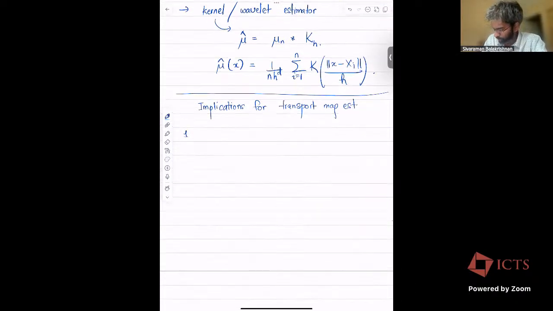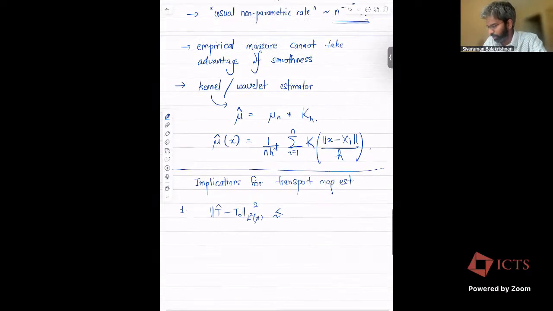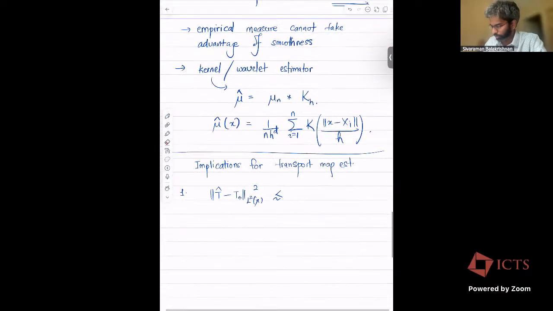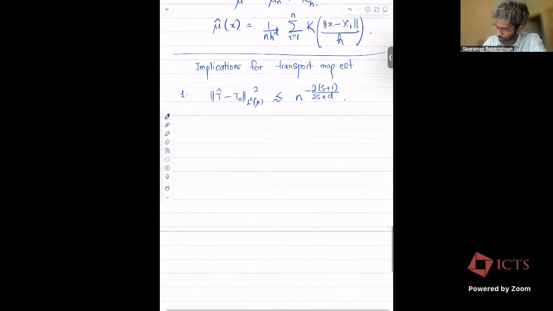So the first one is if you are estimating the transport map between a pair of smooth distributions, then you can get the rate that we said somehow, T hat minus T0 in this L2 mu sense will scale like, so the square, so even the W2 distance looks like what I wrote up here. So the square will scale like n to the minus 2s plus 1 over 2s plus d. Right? So this is if the measures are smooth, that is if mu and nu are smooth.